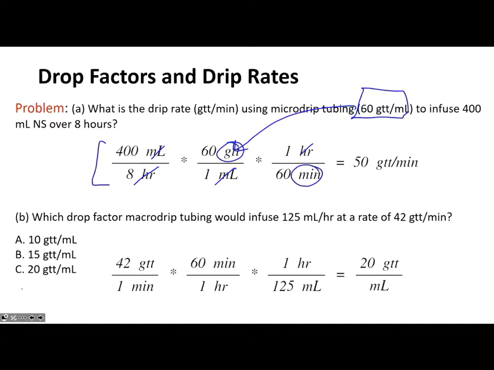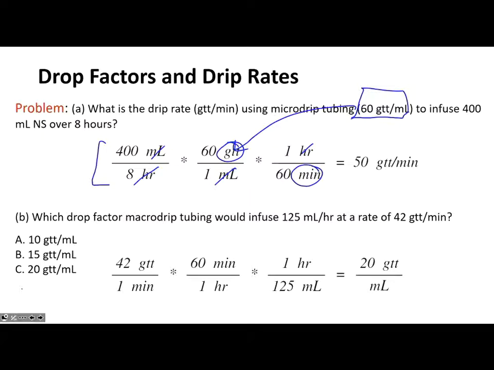So let's do that. It says which drop factor. This is kind of interesting. This kind of works backwards. This says which drop factor, which tubing set should I use if I want to infuse 125 mils per hour. That's the rate that it needs to be, but the nurse wants to set the pump at 42 drops per minute. So in the end, we want to do 42 drops per minute. That gives us an infusion rate of 125 mils per hour.